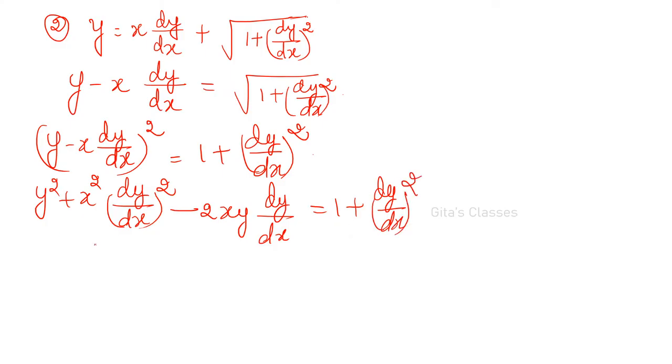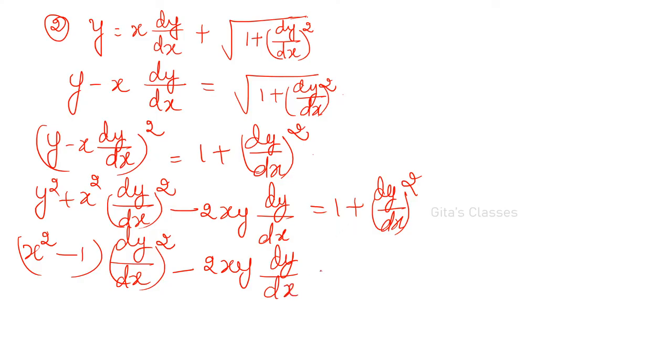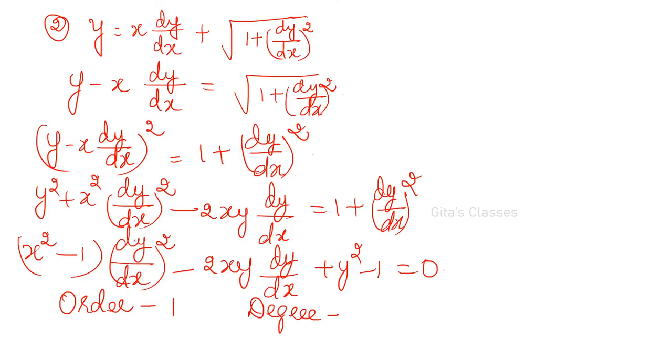Now let us bring everything to the left hand side. So x squared minus 1 into dy by dx the whole square minus 2xy into dy by dx plus y squared minus 1 is equal to 0. What is the highest order? dy by dx only. You don't have d squared y by dx squared at all. Only dy by dx the whole squared. Okay, so order is 1. Only first order. What about the degree? Power of the highest derivative. So here highest derivative is dy by dx only, whole power 2. So degree is 2.